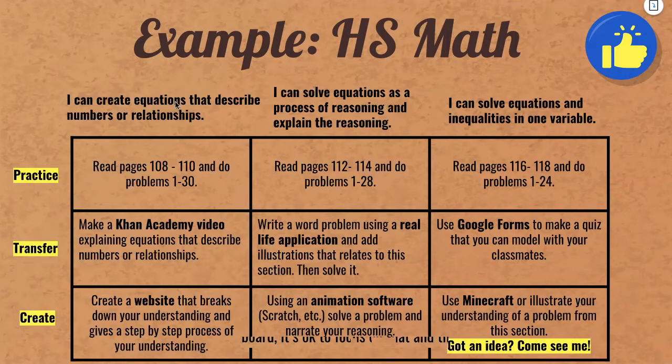So I have the I can statements for each section, and I got this from the Aero standards. And then for the practice, I just have the traditional, okay, do your math practice, pages 108 to 110, problems 1 through 30. And you can make a board minimum where you have to do all of the practice. But then you could also say, okay, I want you to do at least 1 transfer, and at least 1 create. And then, for your transfer, you have make a Khan Academy video, right? You guys can read it. But either way, you're just giving them options to demonstrate their understanding, more so than just a worksheet.